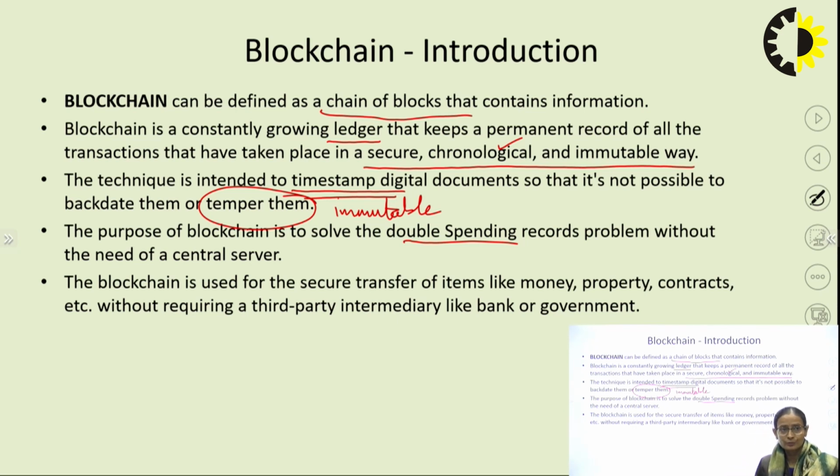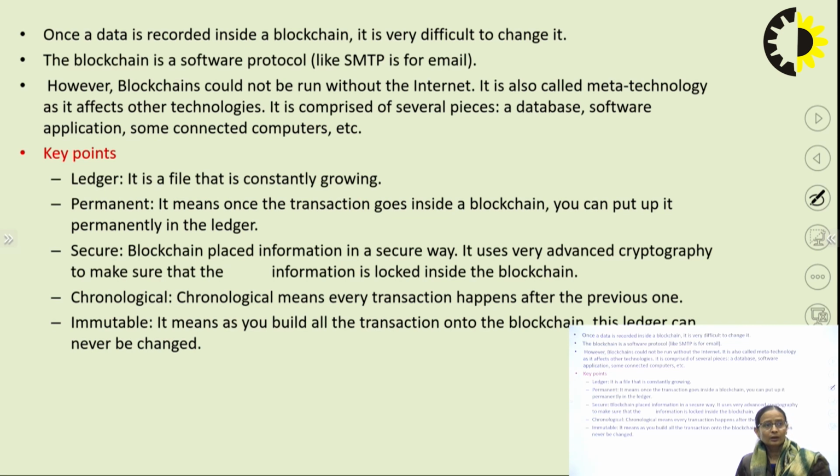The blockchain is used for the secure transfer of items. What kind of items could we consider here? It could be your money, property, contracts or agreements, etc., without requiring a third party intermediary like a bank or government. Once data is recorded inside a blockchain, it is very difficult to change it. How? With the help of certain cryptography techniques, which we will see later on.